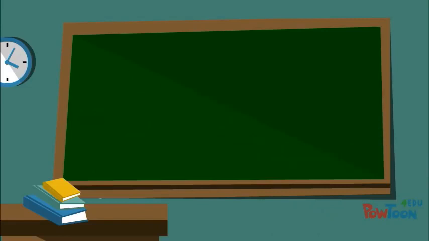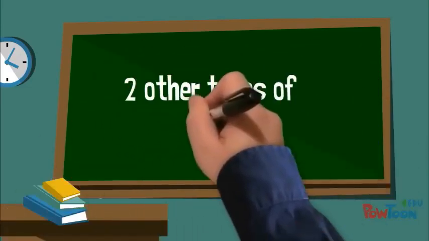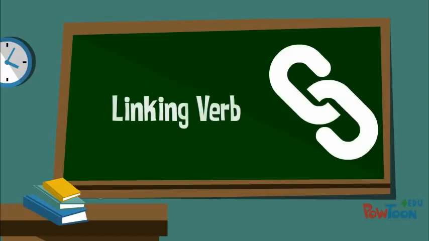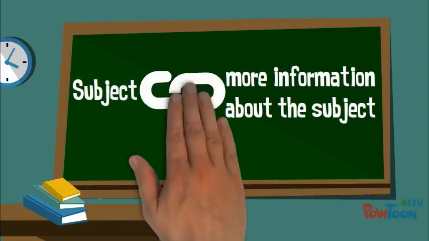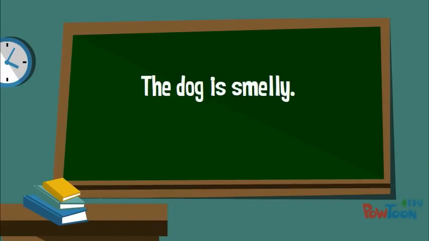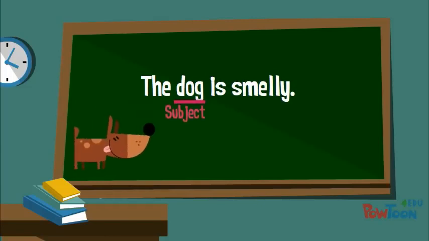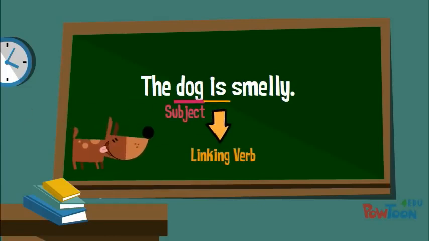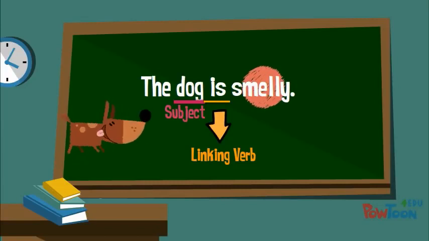Before we go any further, I will tell you about the two other types of verbs. The first is the linking verb. It is called a linking verb because it links the subject to more information about the subject. For example, the dog is smelly. The dog is the subject. The word is the linking verb to tell you more about the subject, that it is, in fact, smelly.